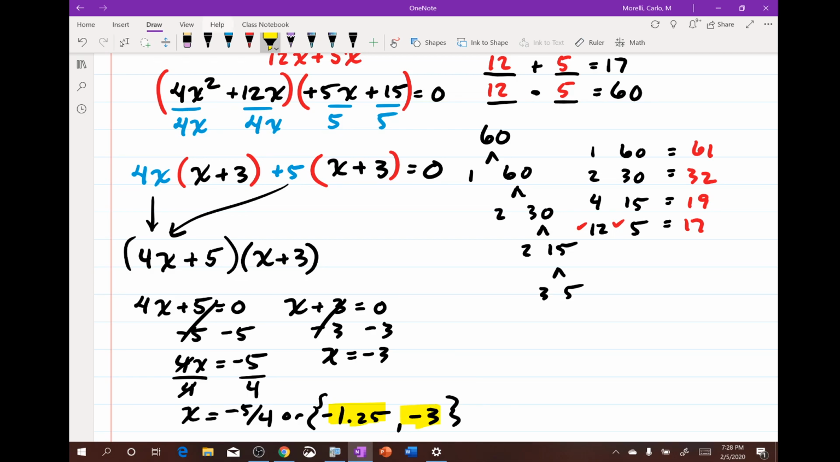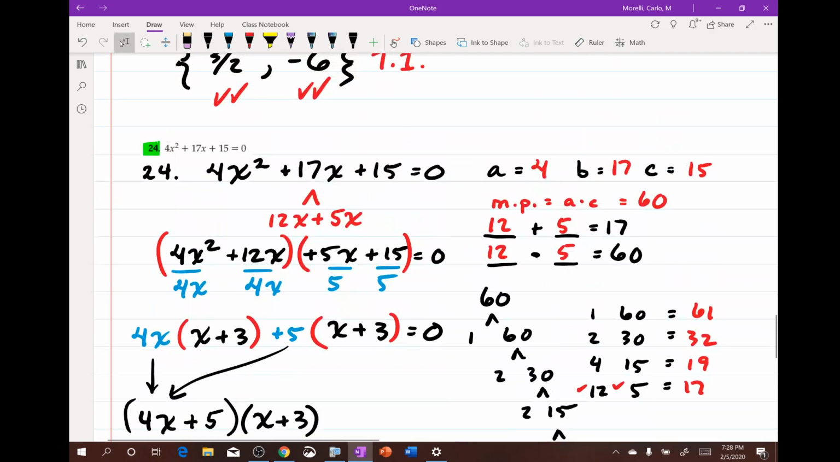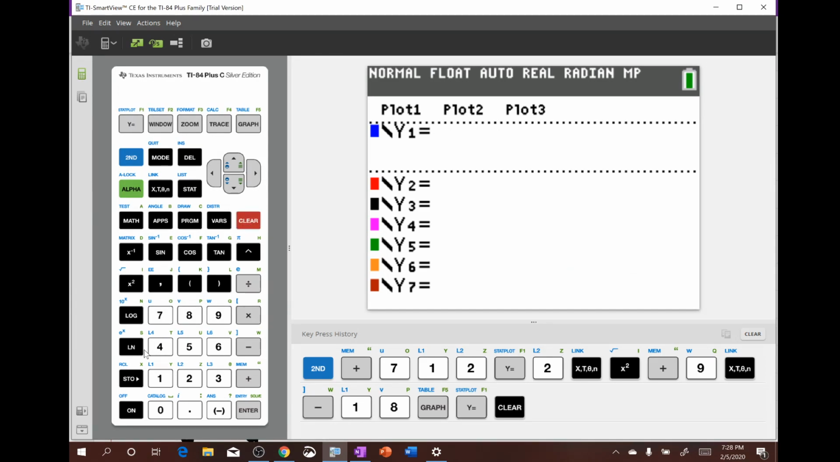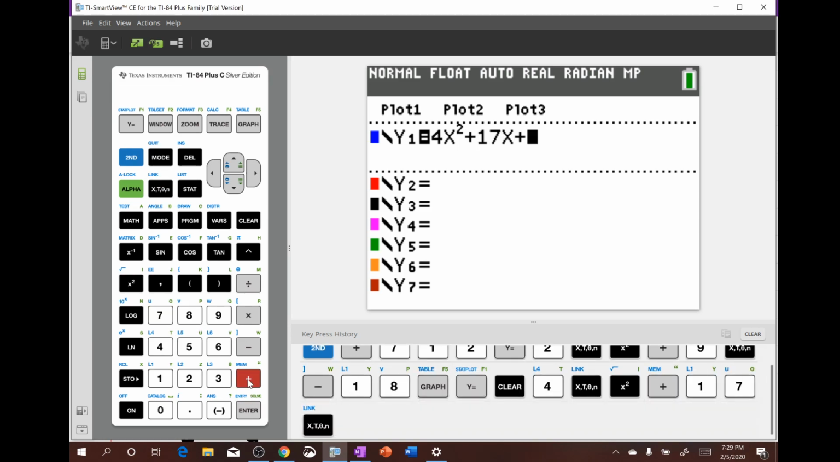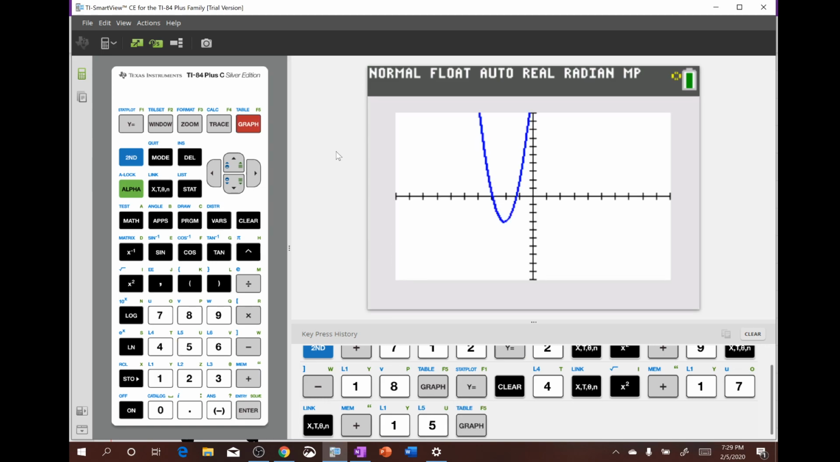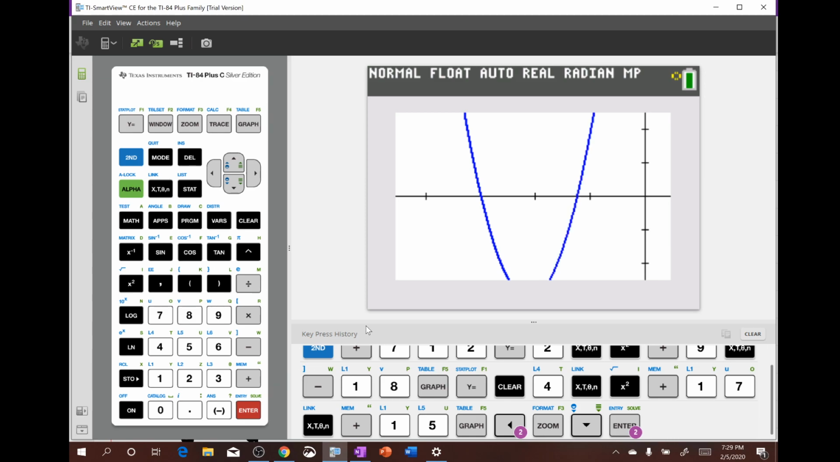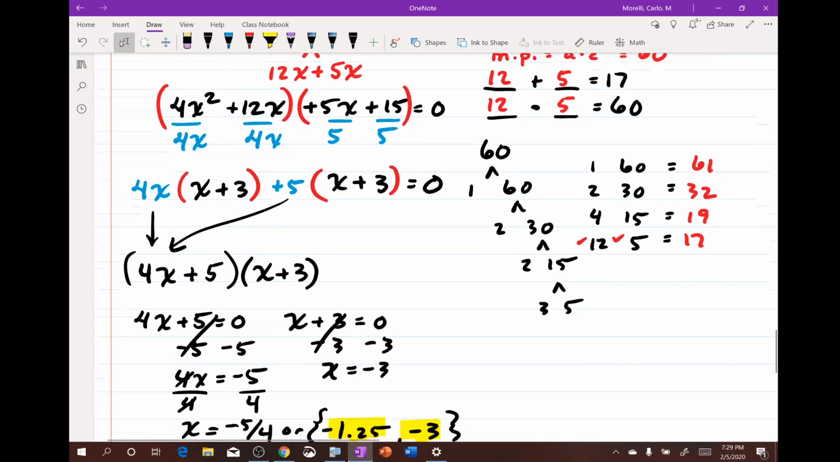Now we have to check them. So we'll go to the TI calculator to check them. 4x squared plus 17x plus 15. Let's look at it graphed. All right, I can see one of the factors. Well, I don't even want to assume that. Let me show you exactly how to do this. Move that cursor over and then zoom in. Boom. So I see one of them is negative 3. That verifies one of my solutions.